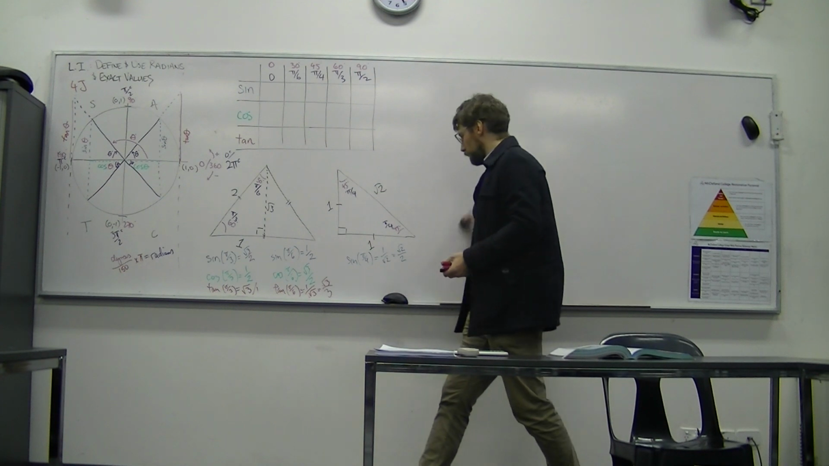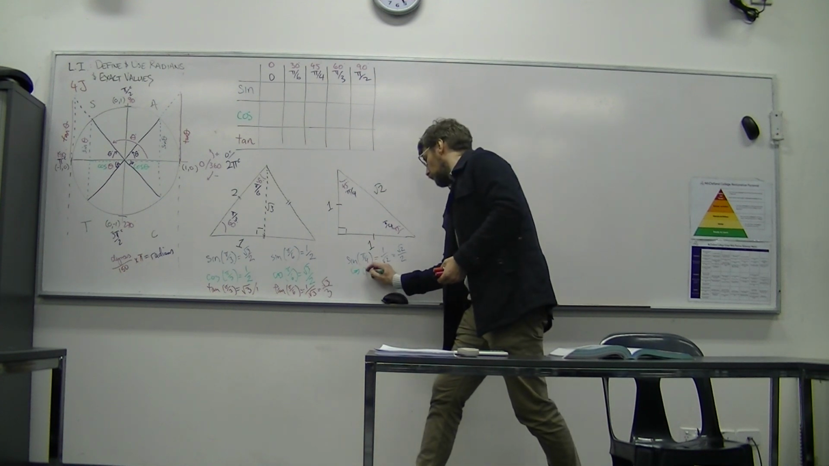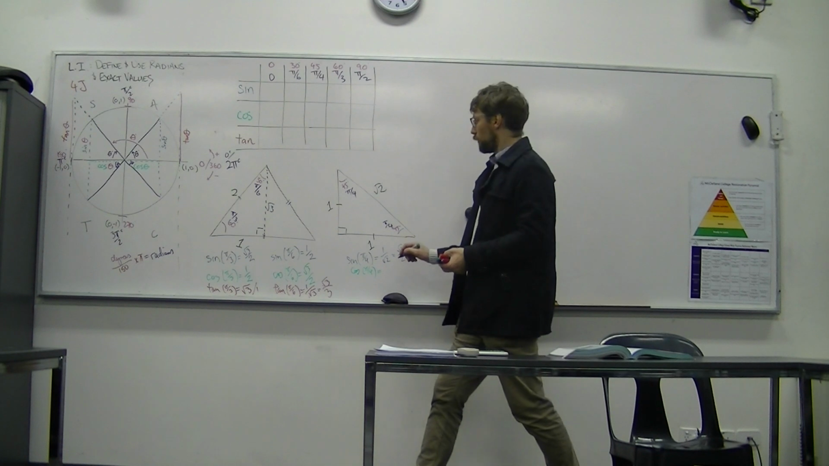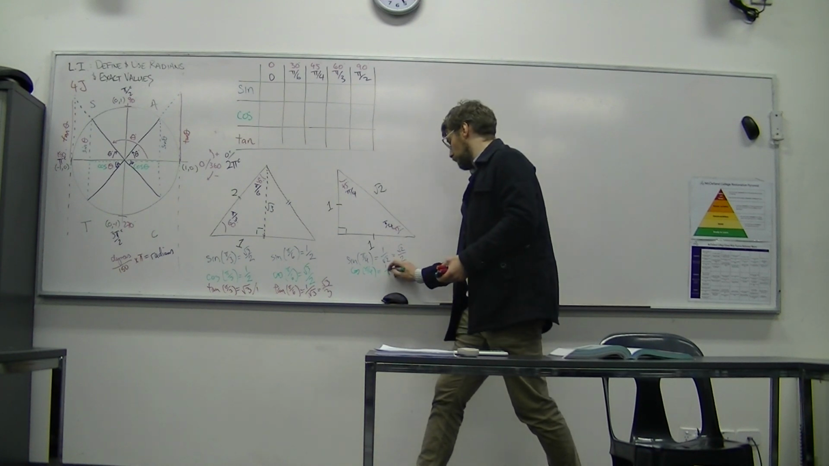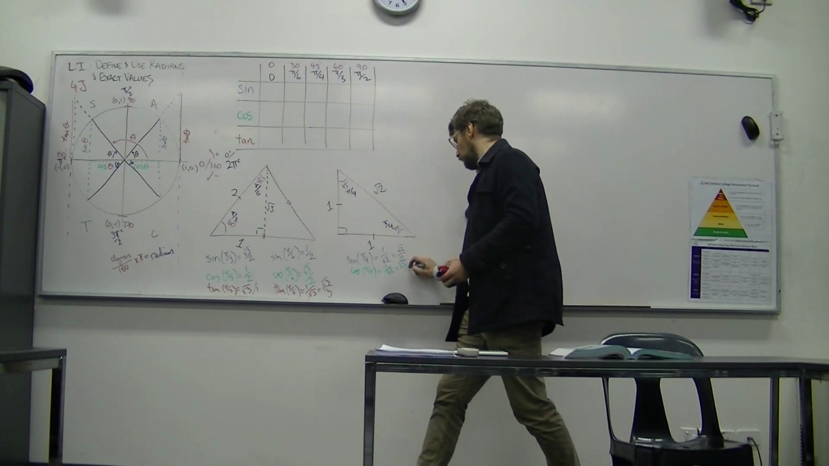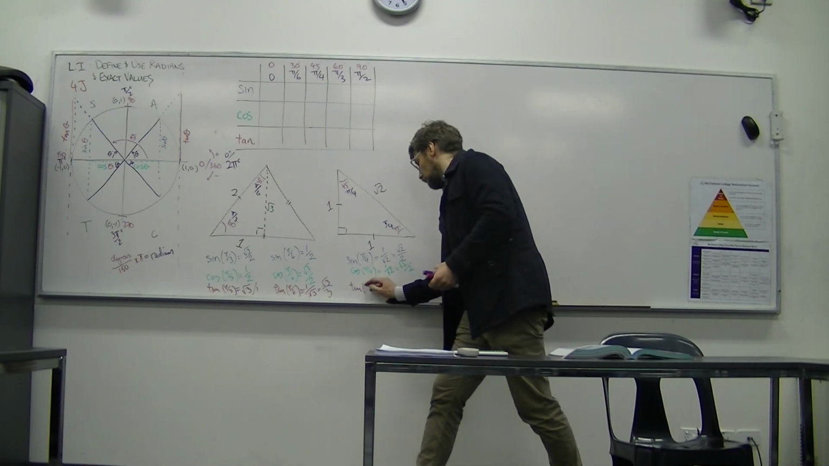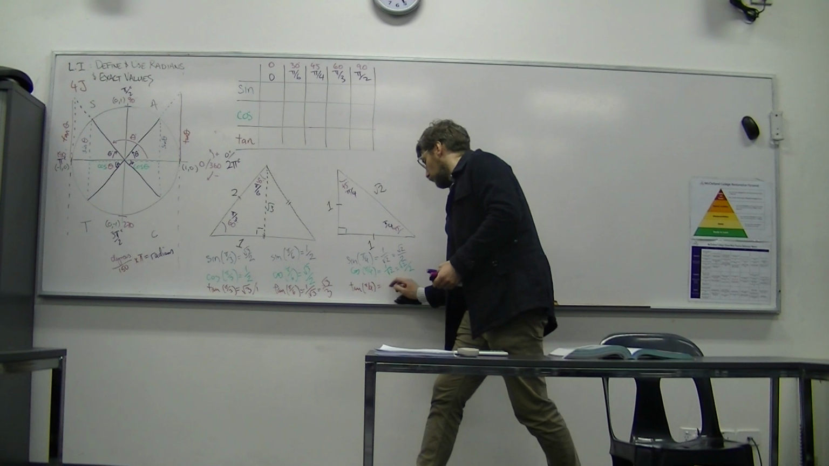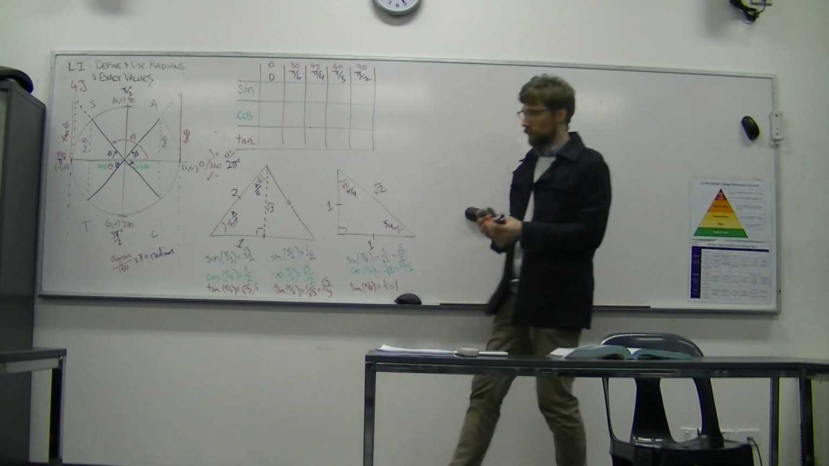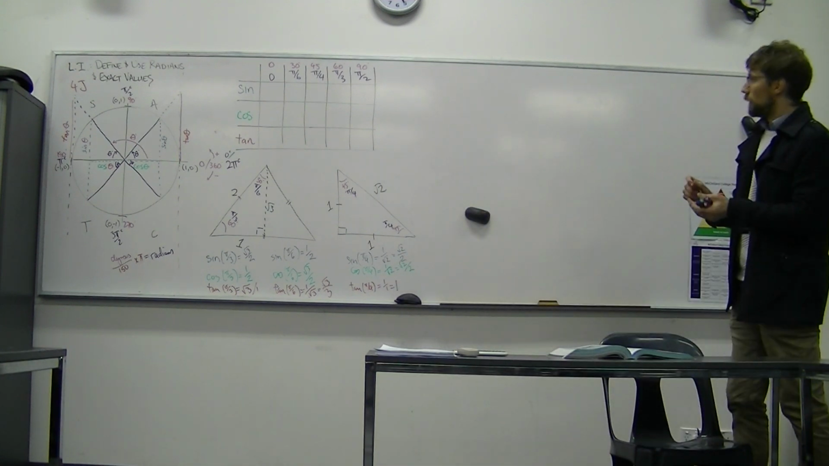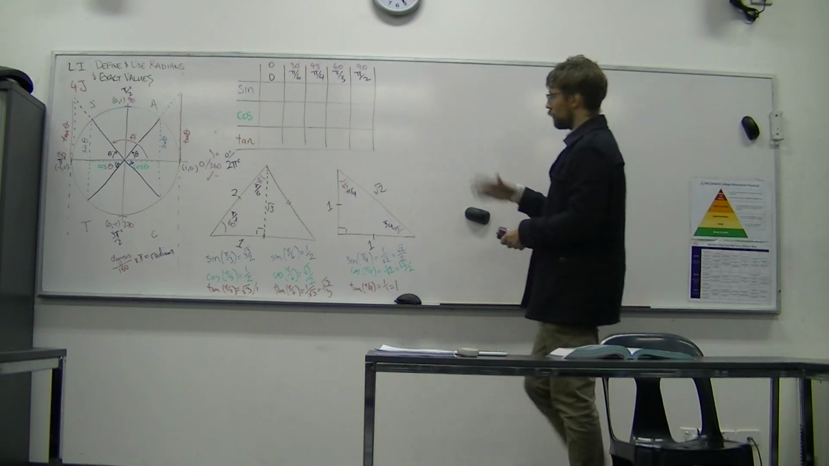Good. Cos pi on 4, same story, look at that, everything's the same. Take your time to think about it if you're not happy about it. And tan pi on 4 is O over A, which is 1 over 1, which unsurprisingly is 1. Beautiful. Okay, so we've done all this work, great.